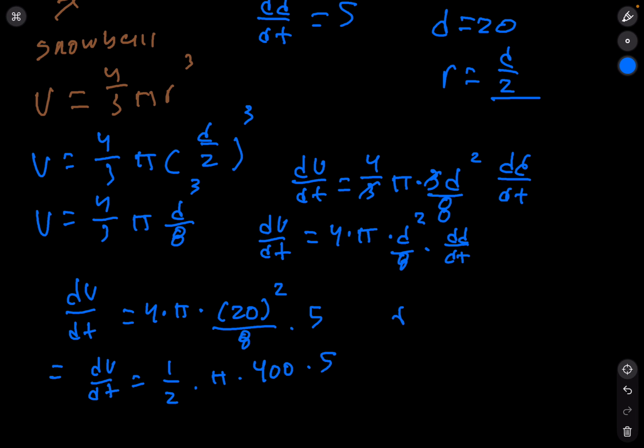And then if you simplify everything, the rate of change of the volume at this specific time is equal to, 400 times 5 is 2,000 pi over 2, or the rate of change of the volume is equal to 1,000 pi. I really hope that's right.